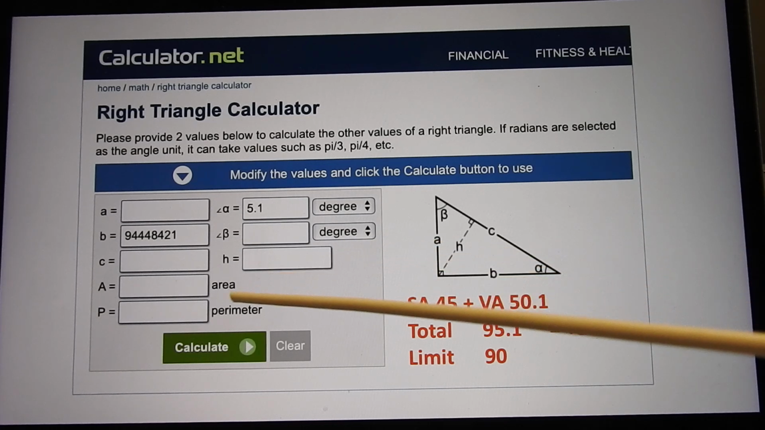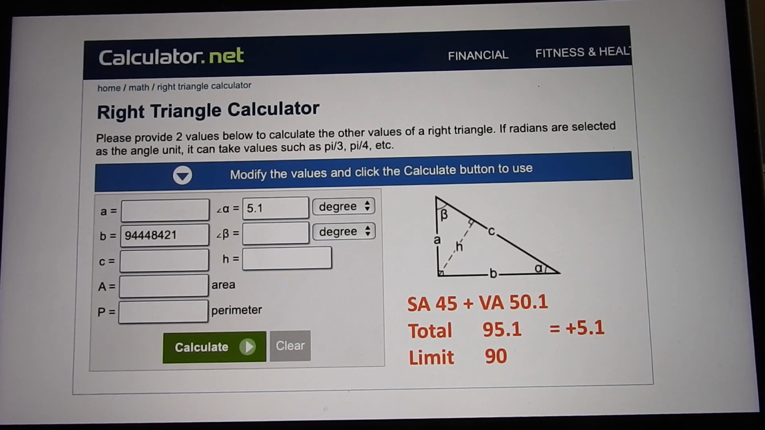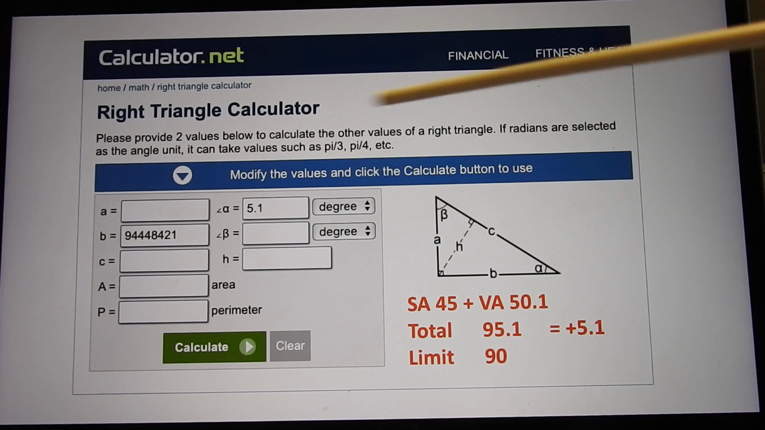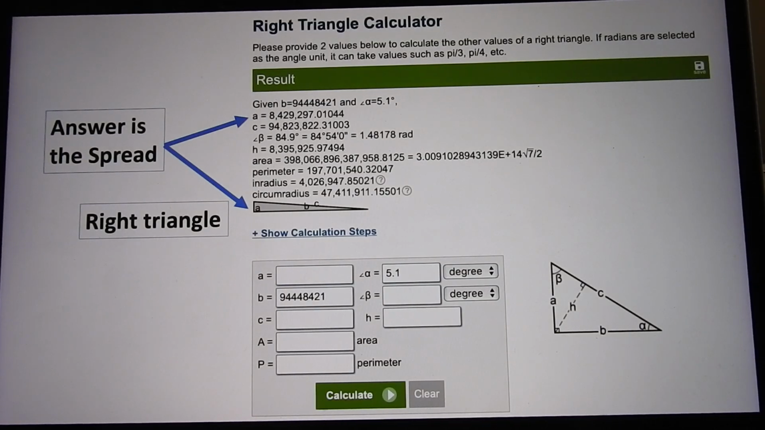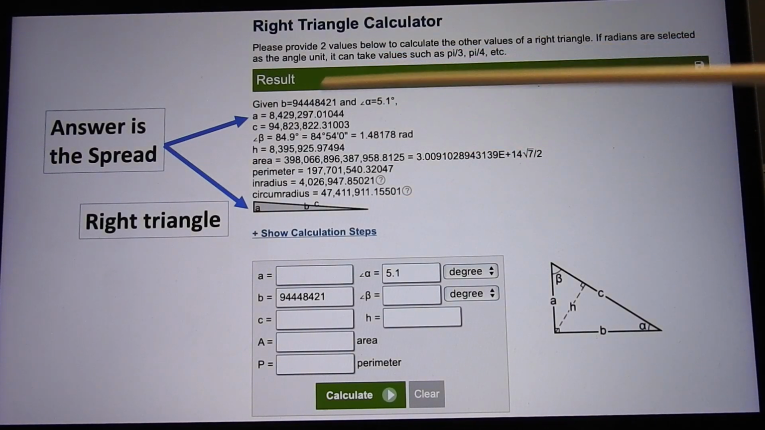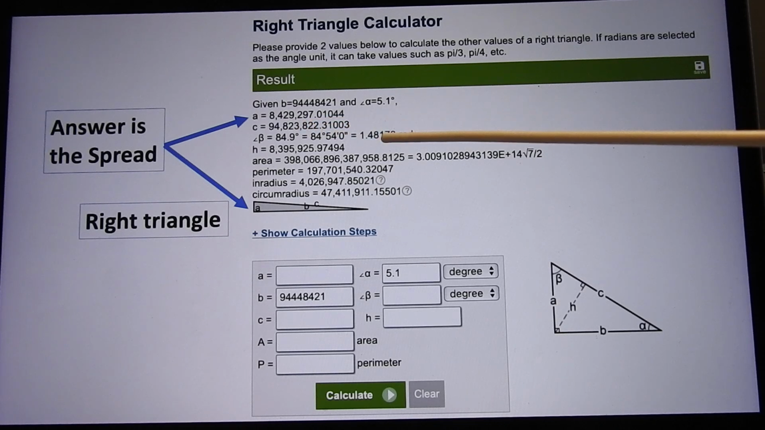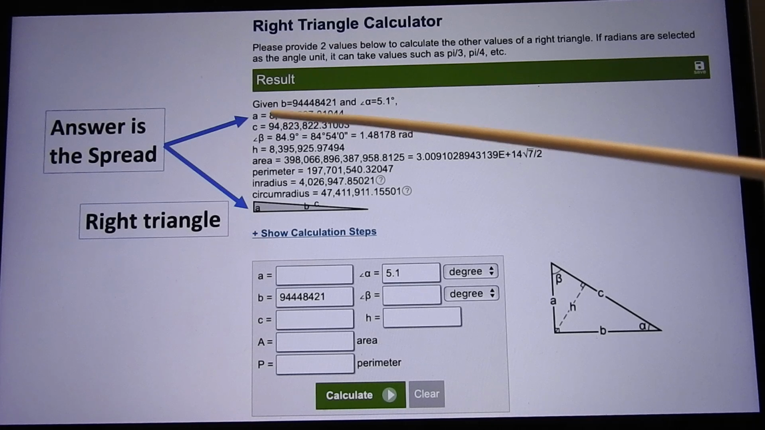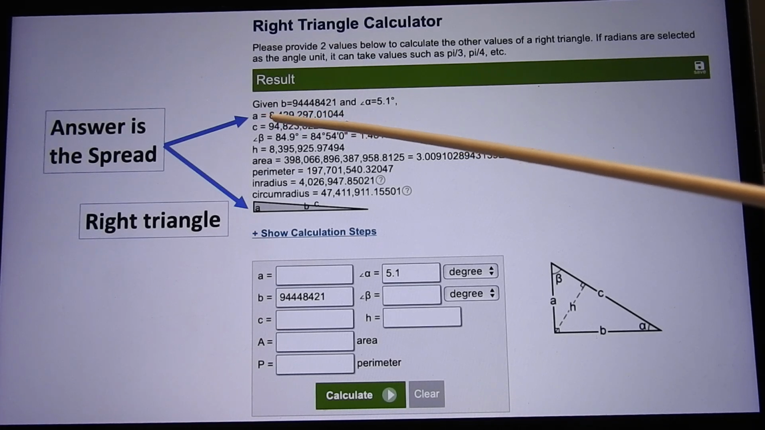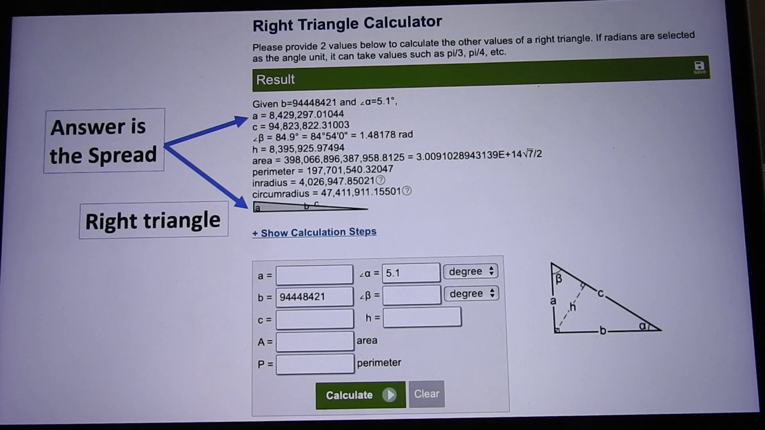Then all we're going to do is press calculate. Very simple. All we're doing is adding two data information inputs and hitting calculate. Once we do that, this display is going to come up in the right triangle. It's going to give us the answer, or the spread, in A. A is going to be the answer to our spread, and the answer is 8,429,000 miles and some change.